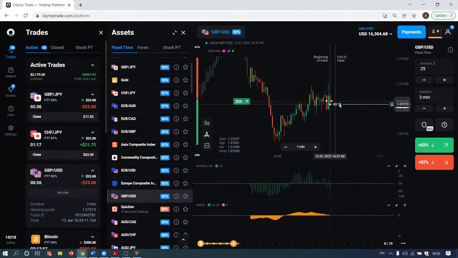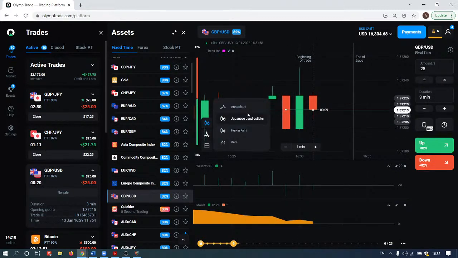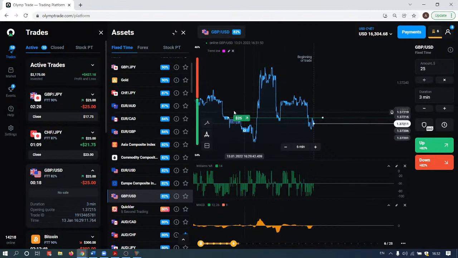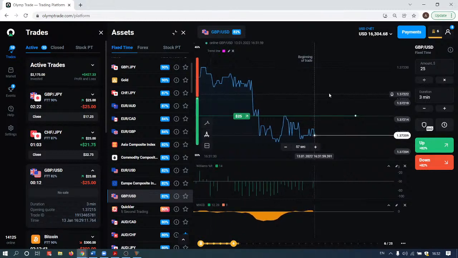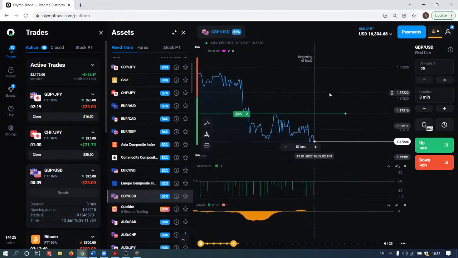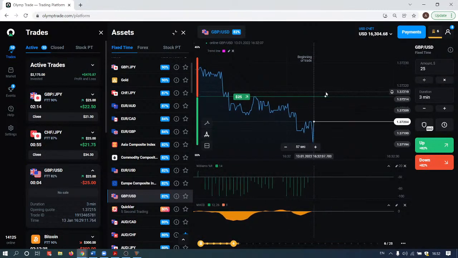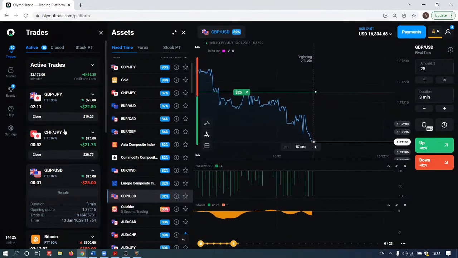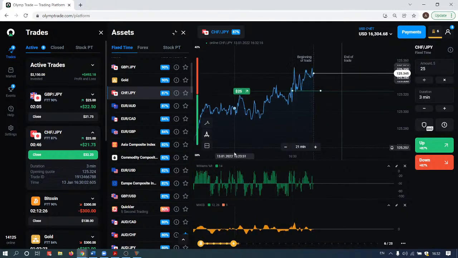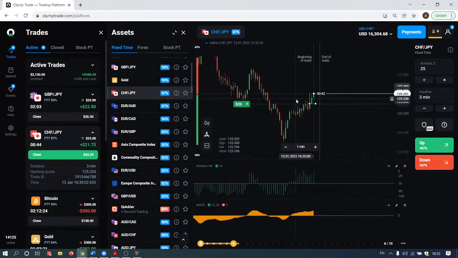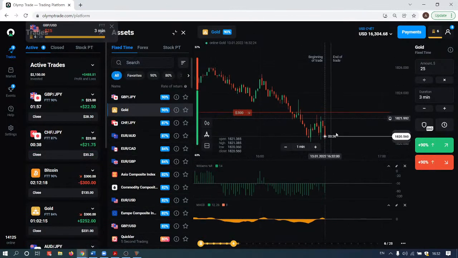Now, how's our GBP USD doing? The pound, 25 seconds to go on this trade. It went up a little bit, went down a little bit. 15 seconds to go. All right, this one closes with a loss, but this trade on the CHF JPY should close with a profit. Now back to Japanese candlesticks. Gold.